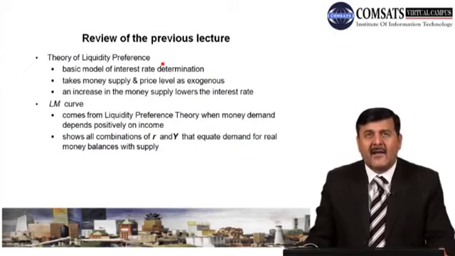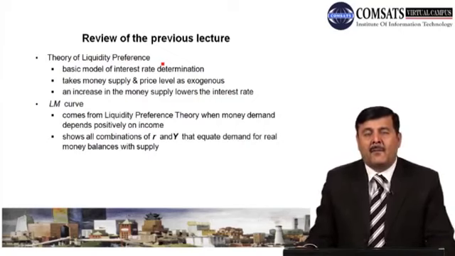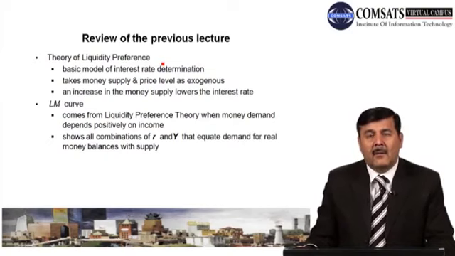By using that liquidity preference theory, we have determined the LM curve. The LM curve is the curve which tells us the combinations of R and Y that bring equilibrium in the money market, right? So we drew the LM curve, which was a positively sloped curve, where we have a positive relationship between the rate of interest and income level in the money market.